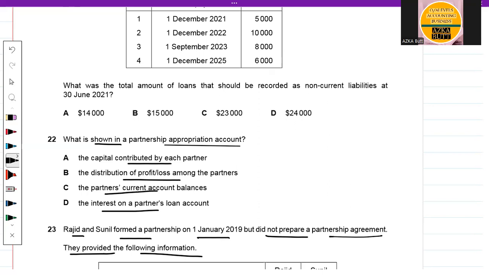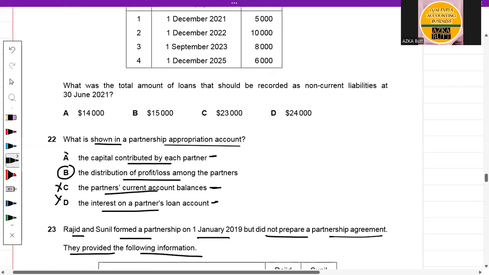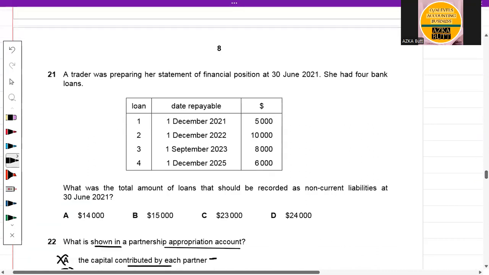So it means that option B seems to be the right option. The other options, A, C, and D, are not correct. Capital contributed by each partner is shown in the partner's capital account. If we talk about C, partners' current account balances, it is shown in the partner's current account, and interest on the partner's loan account is shown in the partner's loan account. So that's why these options are not the right option. Okay.